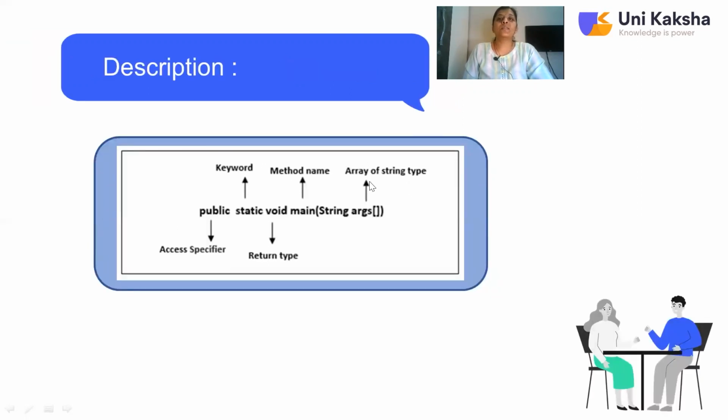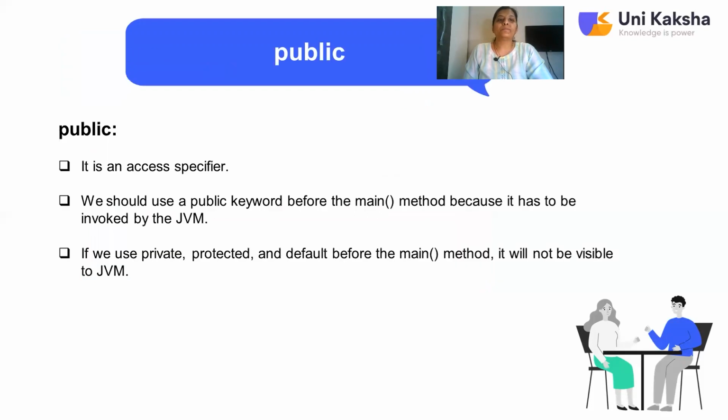Now here is the syntax and description of your main method. So public is an access specifier. Your main method is always public. Why, I will tell you later. Then static is a keyword. Void is a return type. It means that your main method is not returning anything to the program. Main is the name of the method, and then String args. So args is the array of string type. Now let's have a look at each and every keyword which we write with the main method.